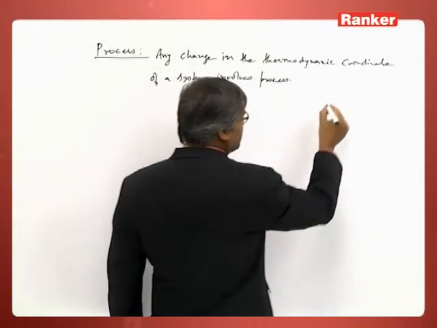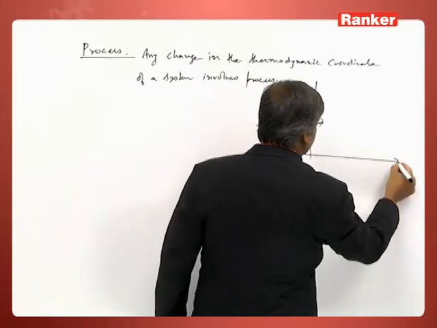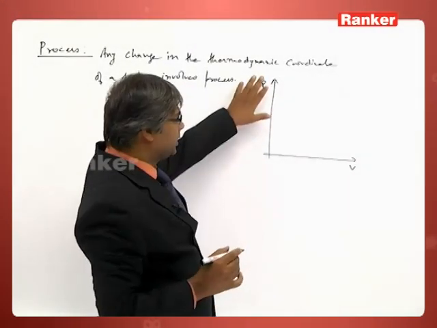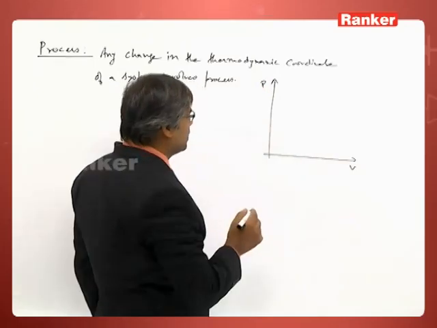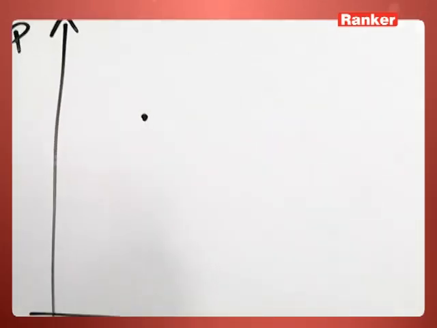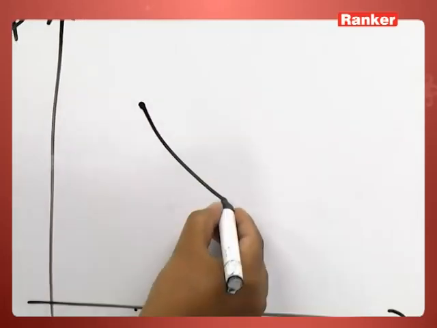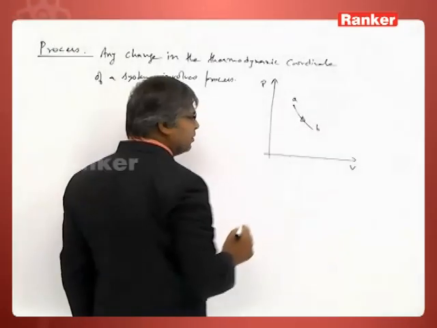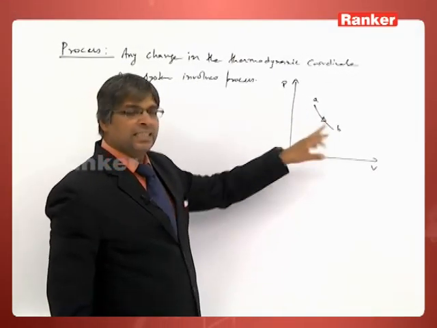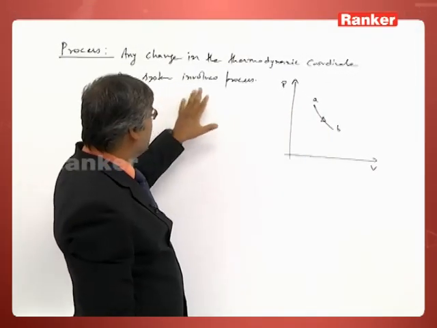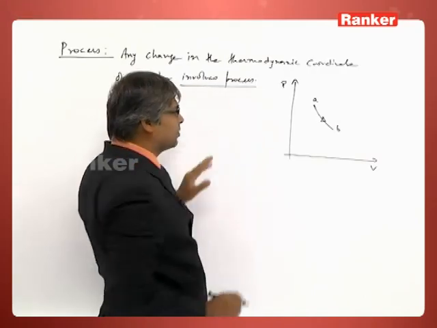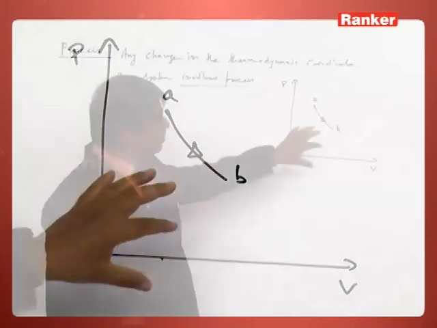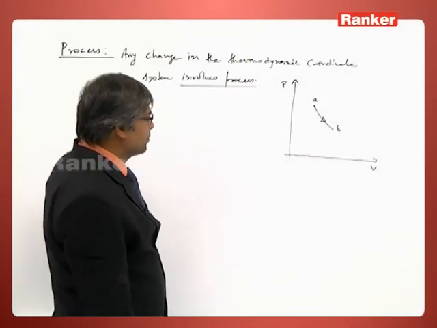For example, suppose we have a gas, in which we plot here pressure and volume. Initially the volume is this much and pressure is, so initially it is at A and then it went to B. So any change in the state of the system involves a process. So process is what? Whenever there is a change in the thermodynamic state of a system, that's a process.